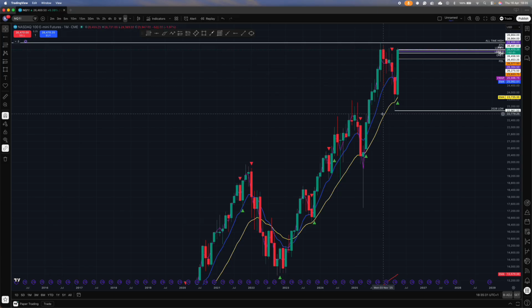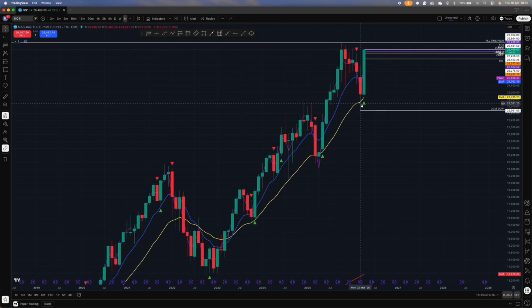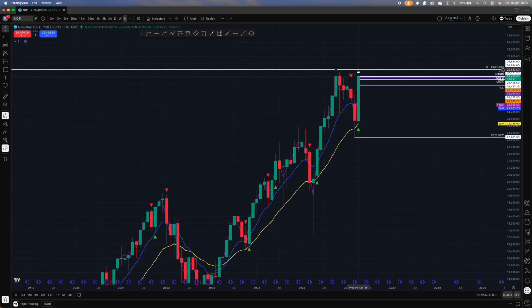Because we're pushing up like this after the sell-off, this is all the Iran war, this is all Trump talking, we sold off into bullish EMAs on the monthly chart. So even though we came down, EMAs are still bullish going up. So I think we're going to reach all-time highs and kind of push through this.